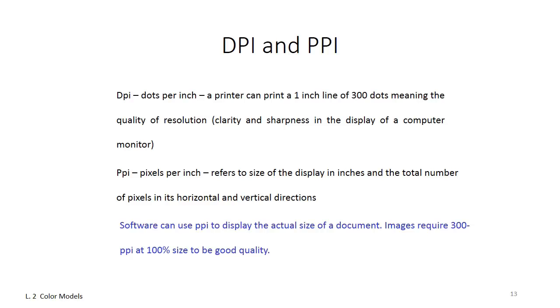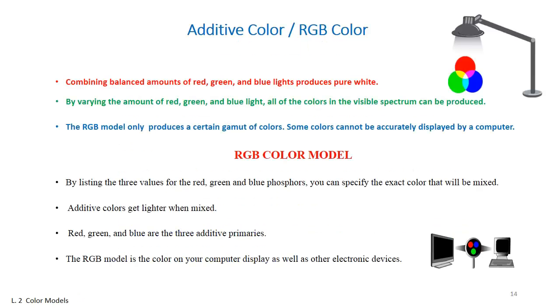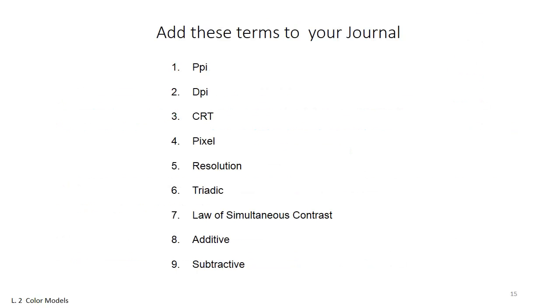VGA systems display 640 by 480, 300,000 pixels. In contrast, SVGA systems display 800 by 600 for 480,000 pixels. True color systems use 24 bits per pixel, allowing them to display more than 16 million different colors.